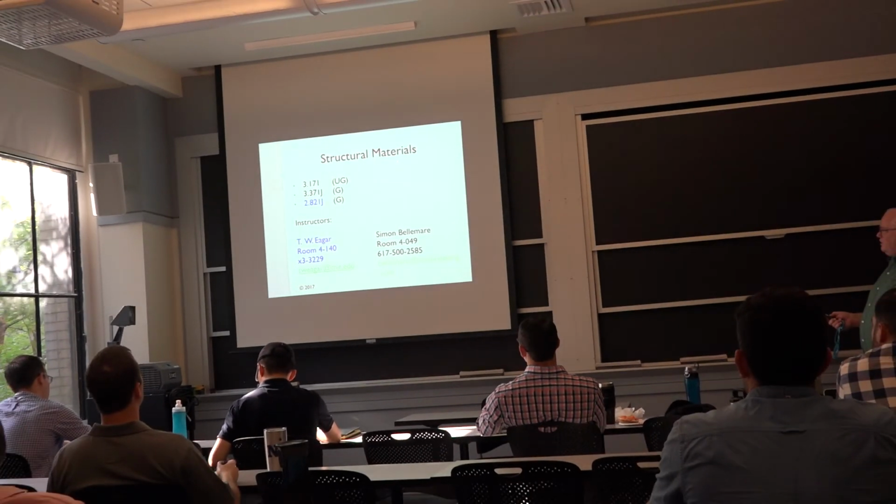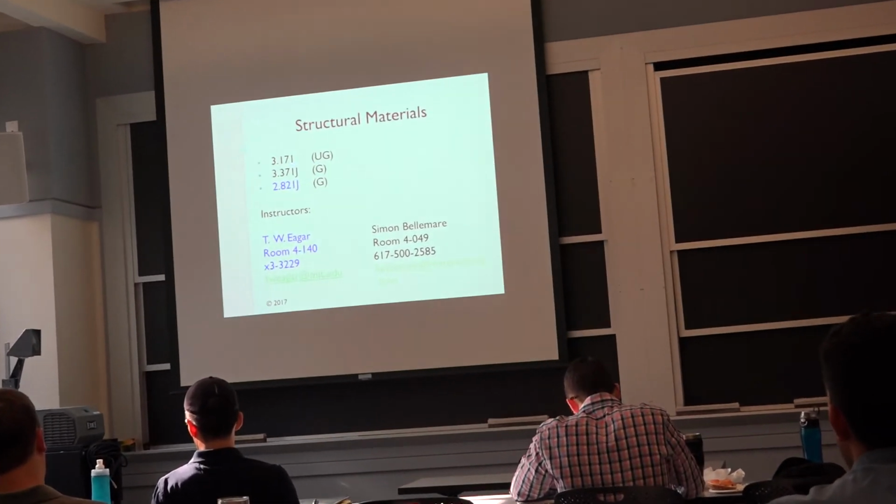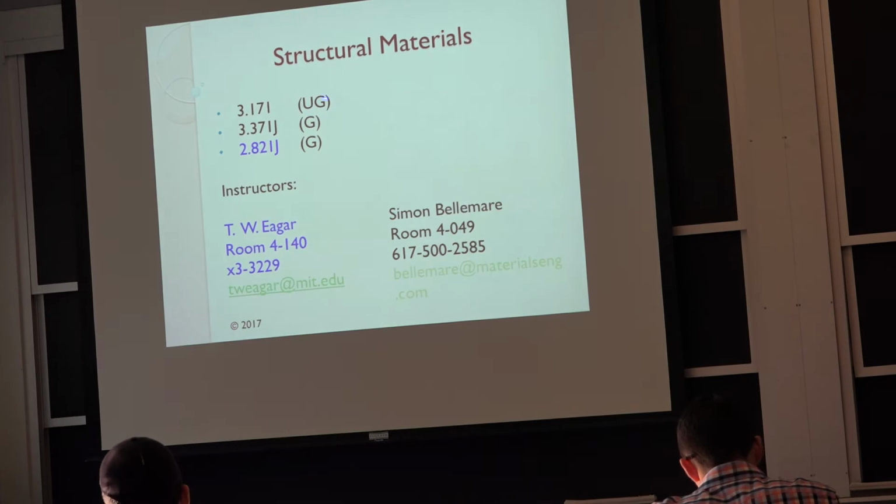So this course is officially structural materials. You could be taking it under any one of these three numbers, although you're probably not taking it under the undergraduate number. 3371 is the traditional number for those of you in course 2. 2821, and the J means it's joint between mechanical engineering and materials engineering in this case.